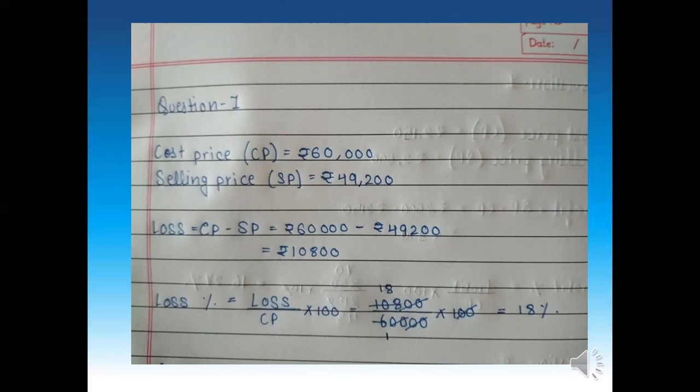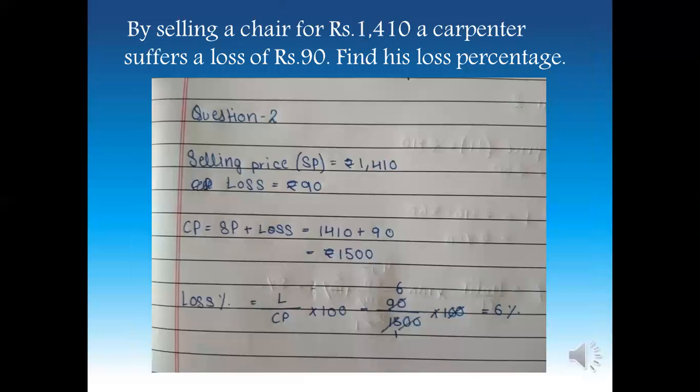Now let's move on to the last situation of loss percentage. Now in this situation, we have the selling price and the loss, but not the cost price, which we need for the formula. So let's read this question. By selling a chair for rupees 1,410, a carpenter suffers a loss of rupees 90. Find his loss percentage. So now in this condition, simply first find out the cost price.